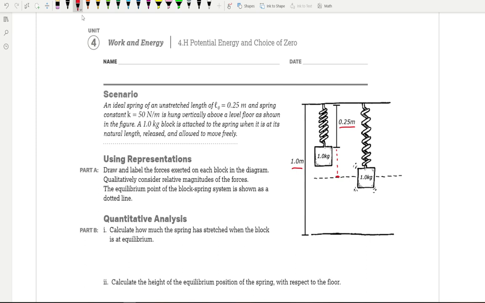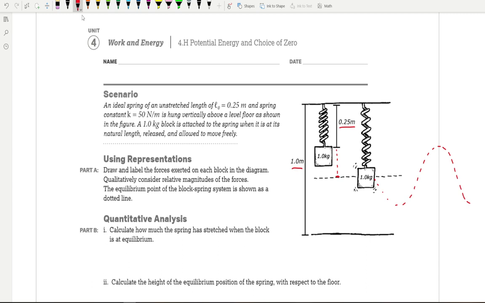Part A says draw and label the forces exerted on the block in the diagram. Qualitatively consider relative magnitudes of the forces. So in other words, you don't have solid numbers just quite yet, but go ahead and just do it qualitatively, so you don't have to specifically list out the arrow lengths numerically. The equilibrium point of the block-spring system is shown as a dotted line. So that means that the equilibrium position is a place where you're going to be moving back and forth. If we were to let this spring just play out, it would oscillate back and forth around this equilibrium position.